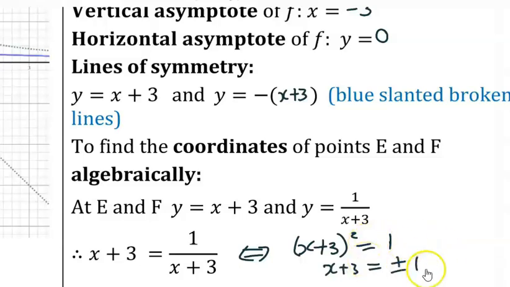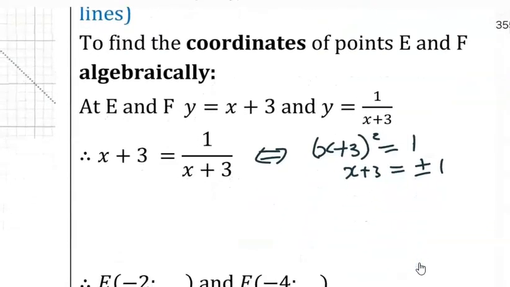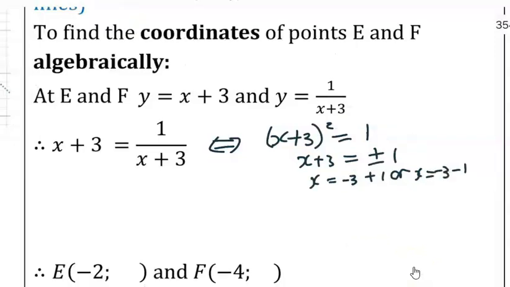So I can solve that by just saying x plus 3 is equal to plus or minus 1. There's a danger that you will forget the plus or minus. There's another way to solve it, I will show you just now. In this case, I will have x equal to minus 3 plus 1, or minus 3 minus 1. So that gives me x equal to minus 2, or x equal to minus 4.